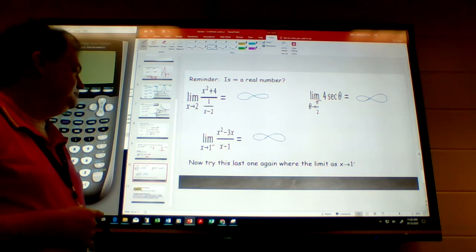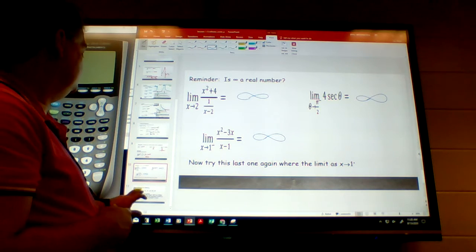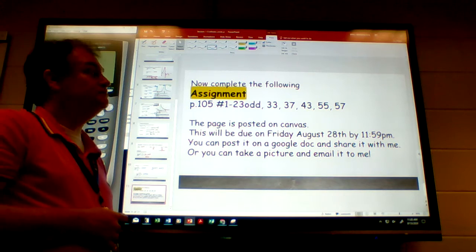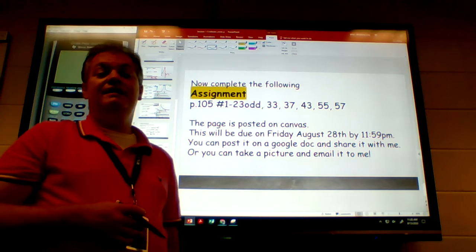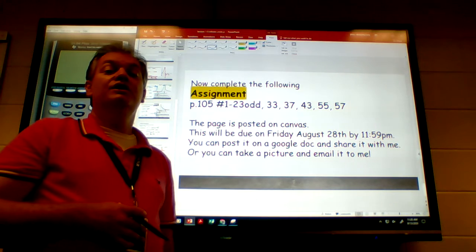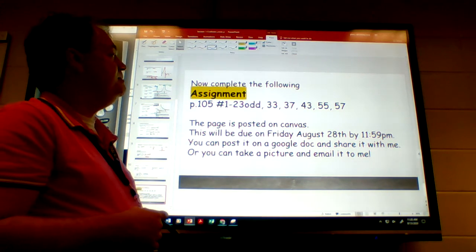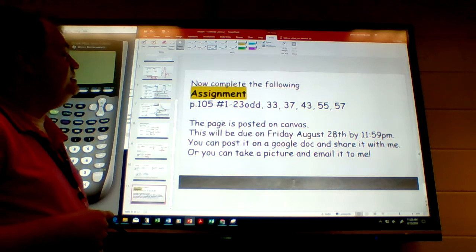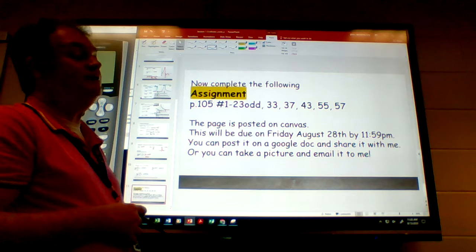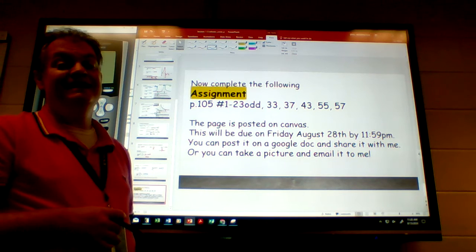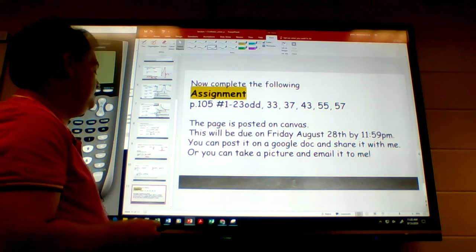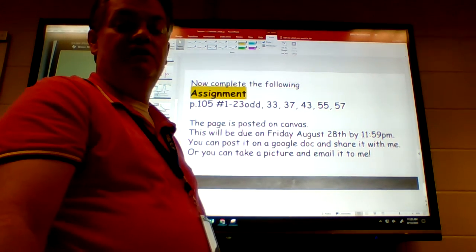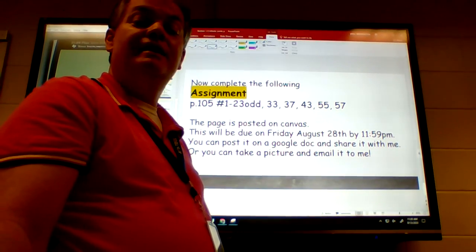In the meantime, I want you to go ahead and work on page 105. Same format that we have been doing. Go ahead and do this on a sheet of paper. Work it out. Take a picture, email it to me before Friday the 28th at 11:59, or you can even save it to a Google Doc and share it with me that way. Either way, it'll work just fine. In the meantime, look up what you need to look up, and let's get to work.